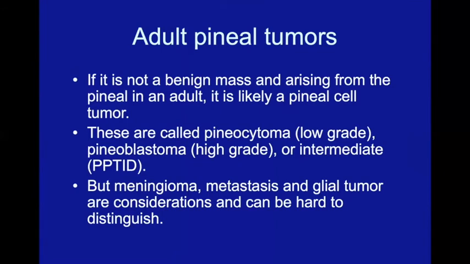So now that we've talked about some of the benign variations, let's talk a little bit about adult pineal tumors. In children, we mentioned that these are usually germ cell tumors. In adults, they're more likely to be tumors of pineal cell origin. These are the pineocytoma, which is a low-grade pineal cell tumor, pineoblastoma, which is a high-grade pineal cell tumor, and intermediate grade, or PPTID, which is pineal parenchymal tumor of intermediate differentiation. But meningiomas, metastatic disease, and glial tumors are also considerations, and I find them sometimes hard to distinguish.